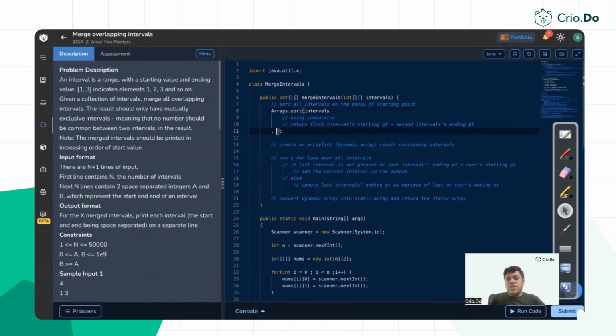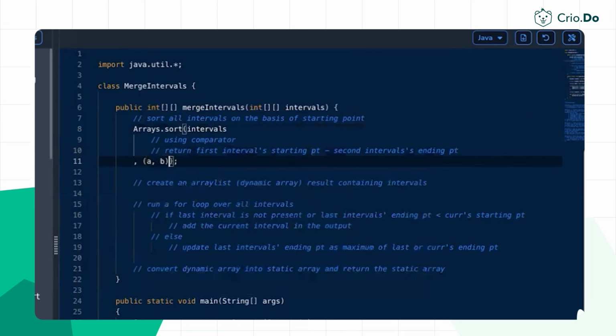In the second parameter, what do we need to pass? We need to pass the two variables a and b, which will be the two intervals which we need to compare, because in the comparator we have to apply the comparison logic.